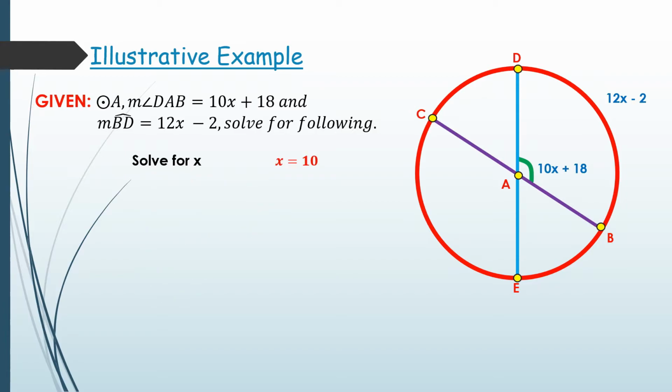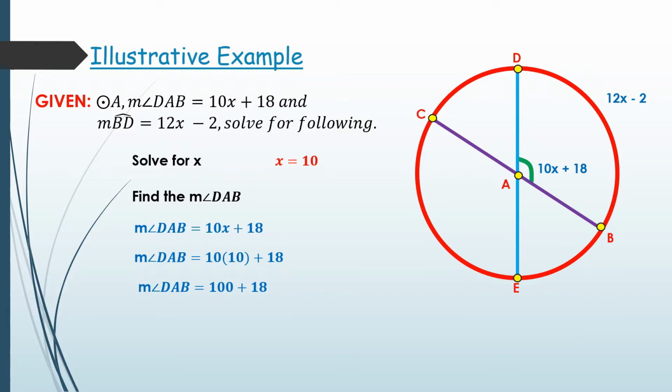So if you already have the value of x, you can now solve for the missing angles or intercepted arc. So let's say you want to find the measure of angle DAB. Since angle DAB has the measure 10x plus 18 and the value of x is equal to 10, we're just going to replace the x in the given measure of angle DAB with 10. So that will give us measure of angle DAB is equal to 10 times 10 plus 18, which will give us 100 plus 18, and that is 118 degrees. So therefore, measure of angle DAB is equal to 118 degrees.